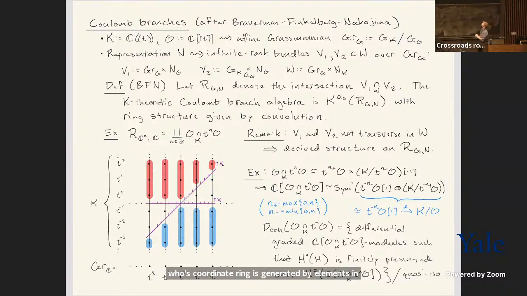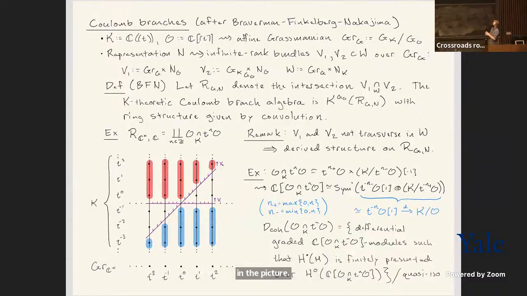Okay. And that second factor there is exactly capturing the failure of V1 and V2 again to span W. So if you like, that second factor is again an odd kind of affine space, but it's spanned by the beads that are below both of those lines in the picture. So it's the span of those blue beads. And so again, this is important if we want to talk about coherent sheaves.